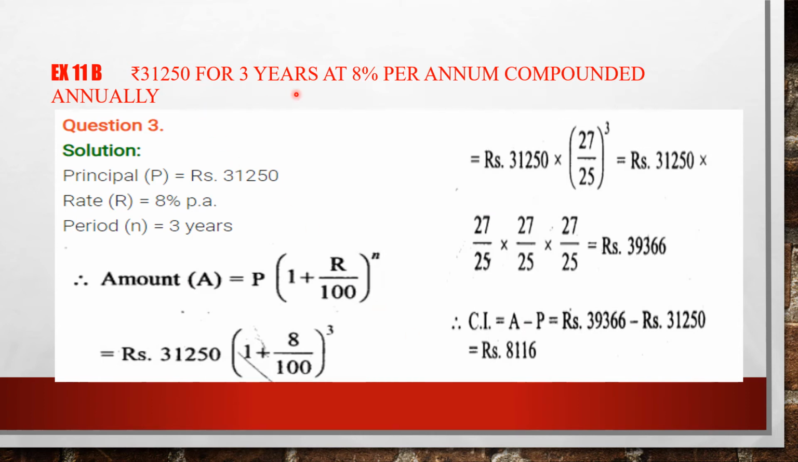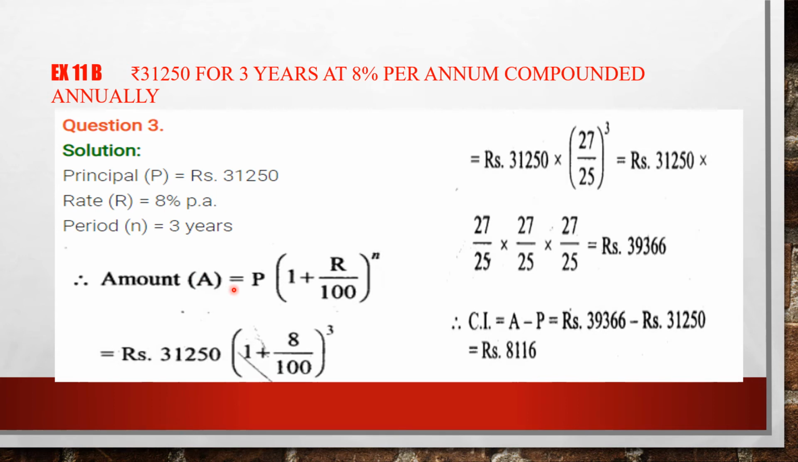Find the amount and compound interest on rupees 31,250 for 3 years at 8 percent per annum compounded annually. The principal amount is given, the rate is 8 percent, the number of years is 3. So they didn't ask about the end of the first year or the end of the second year. They directly asked at the end of the third year, what is the interest to be paid?